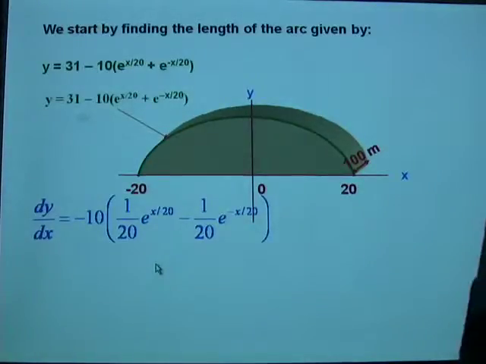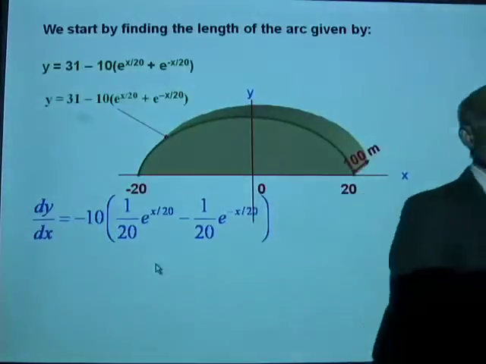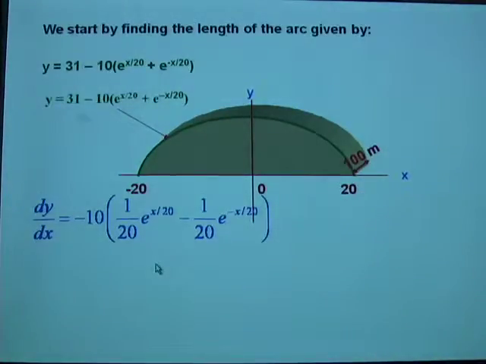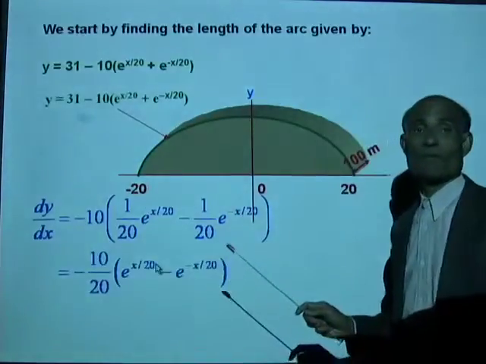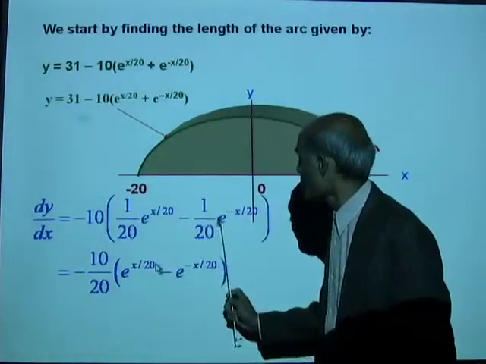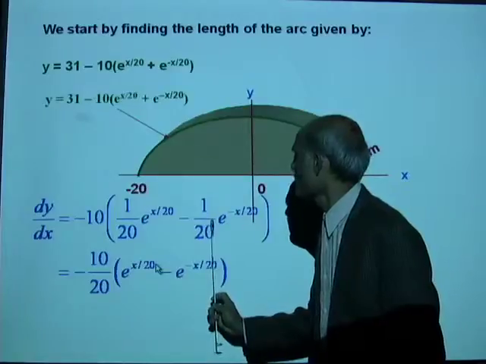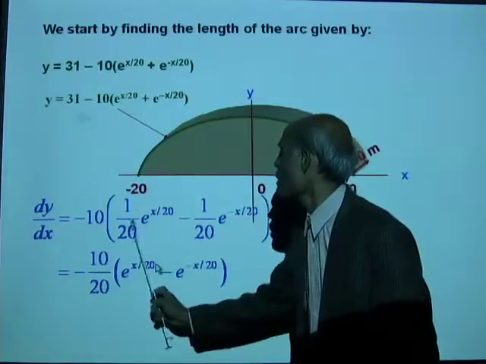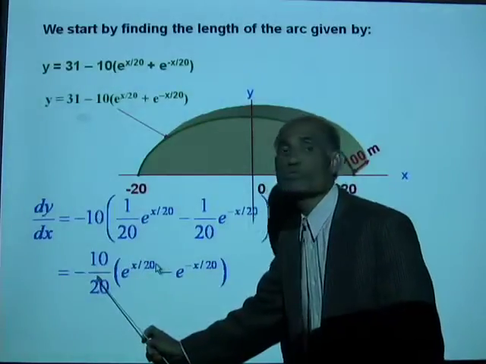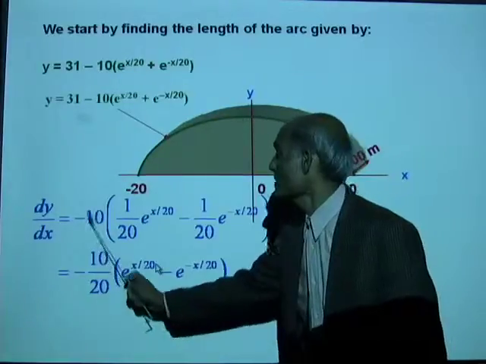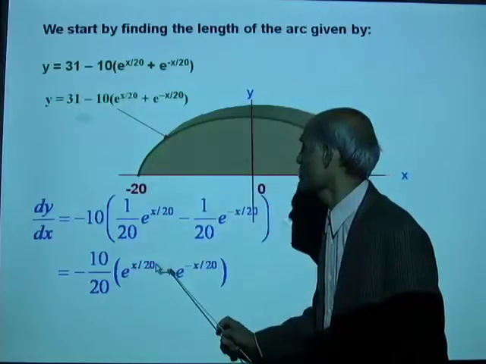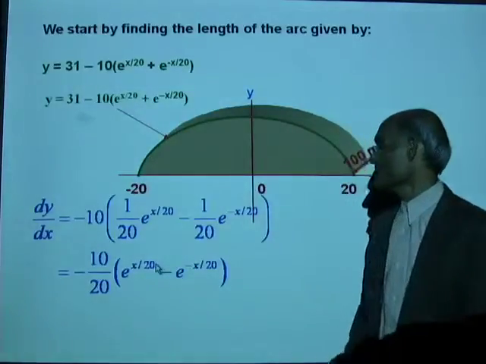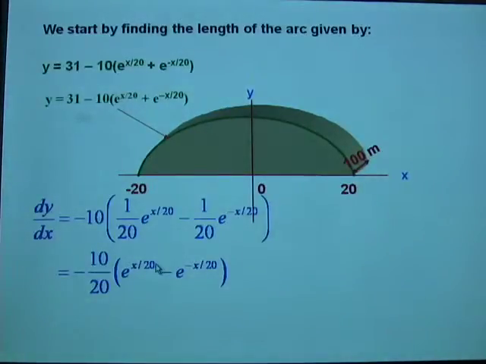So we found the derivative dy by dx. What is the next step? We want to find the square of this. And to do that, first of all, let's simplify this. The 1 over 20 is common, so that will be negative 10 over 20 times e to the power of x over 20 minus e to the power of negative x over 20. I hope that is no problem.